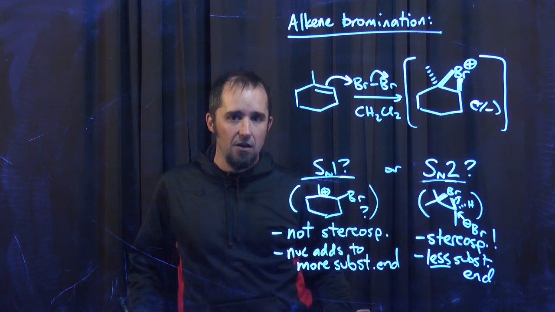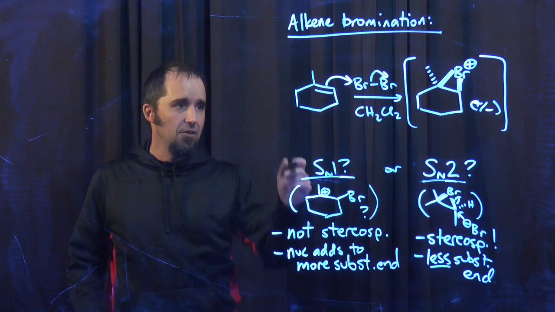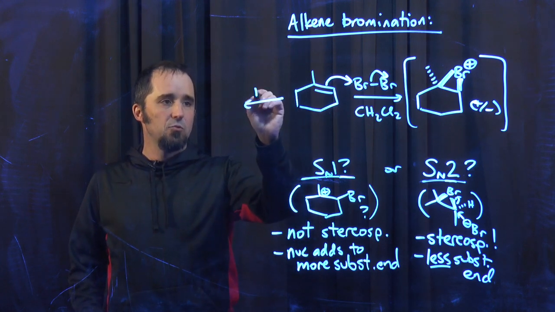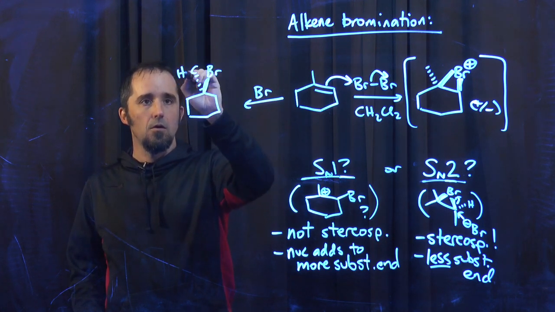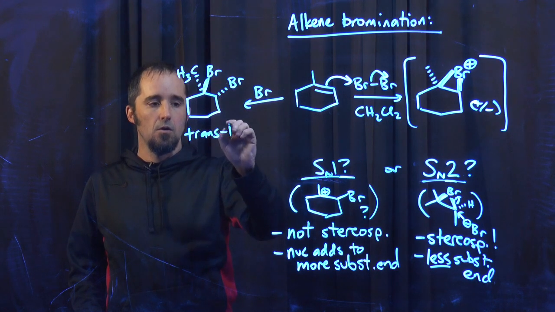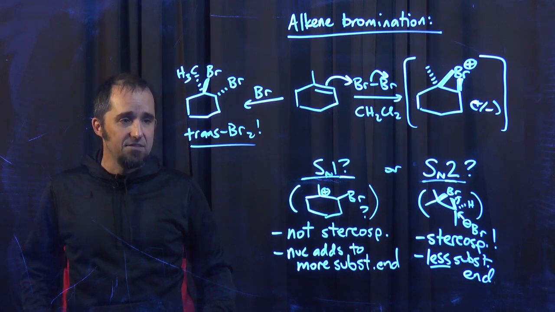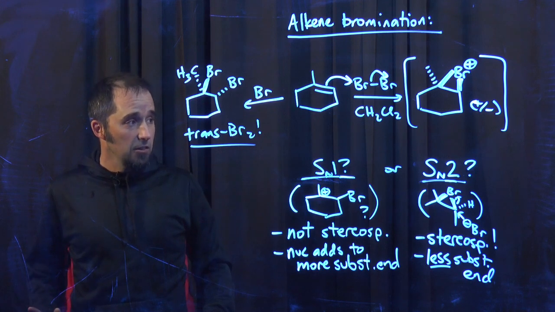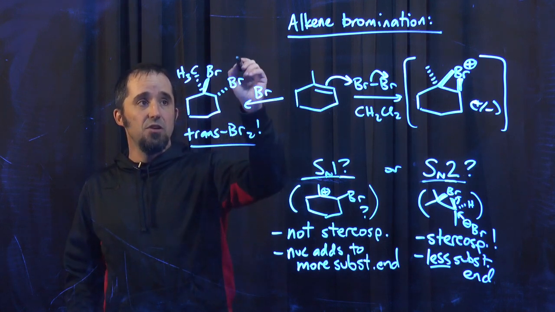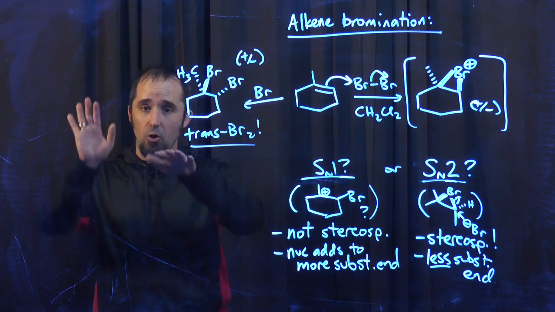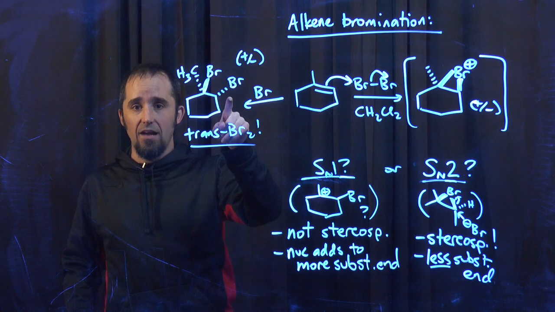So it seems like this should be a pretty easy experiment, but it's not. So it turns out that when I react this with Br2, what I get is a dibromide where the bromines are trans to each other. All right, so this one looks like this is pure SN2, right? I don't get a mixture of stereoisomers. I do get a racemic mixture, which is to say my bromines can be like this or like that. But my bromines here are always going to be trans to one another.